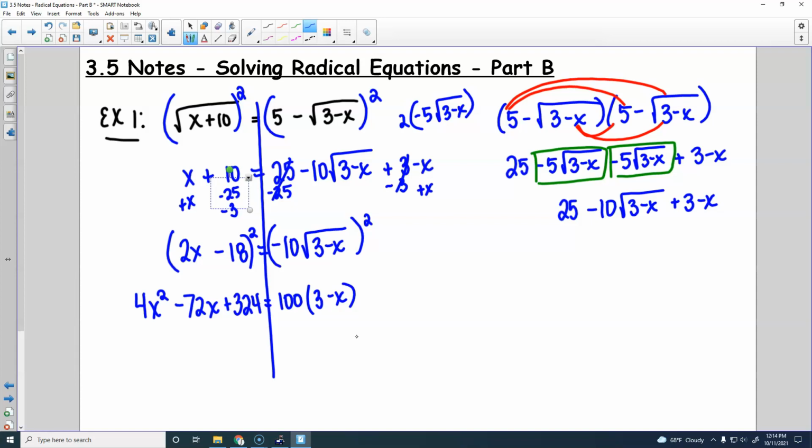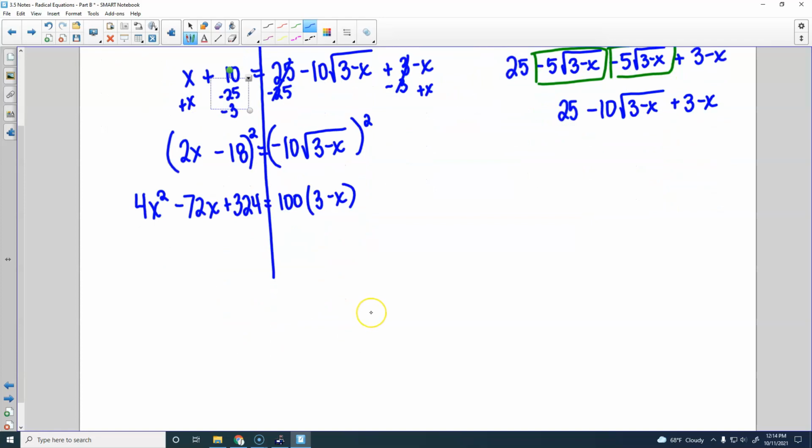All right, the square roots are finally gone at this point, so we can distribute this 100. So 4x squared minus 72x plus 324 is going to equal 300 minus 100x.